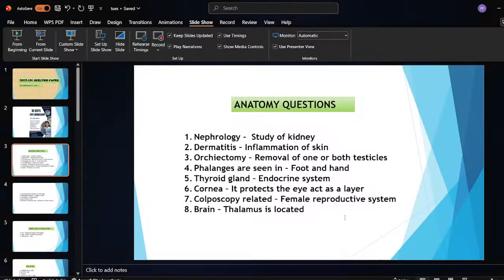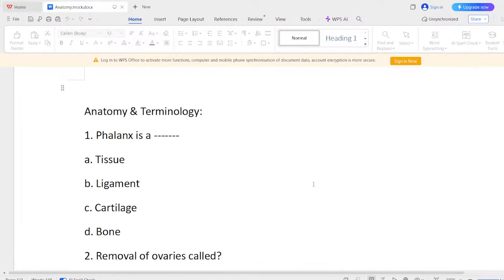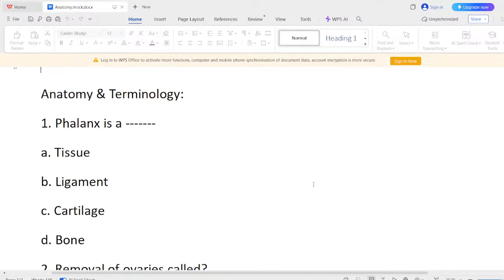Yeah, so almost we completed this session and now move on to the anatomy and medical terminology session, guys. We already completed the December month important areas, and every chapter wise important area we discussed. Then move on to the anatomy questions. Okay, everyone, just solve this question. Anatomy terminology: phalanx is a dash. What is phalanx?